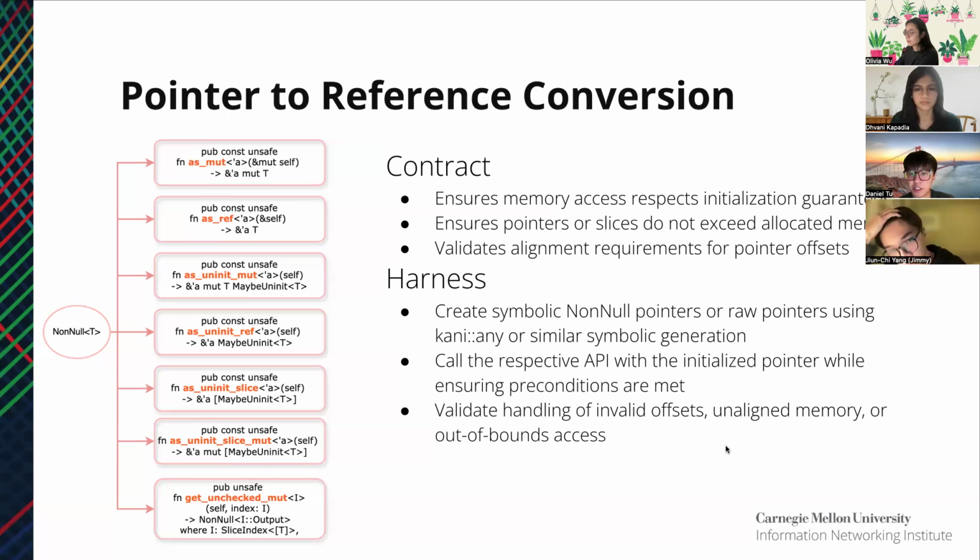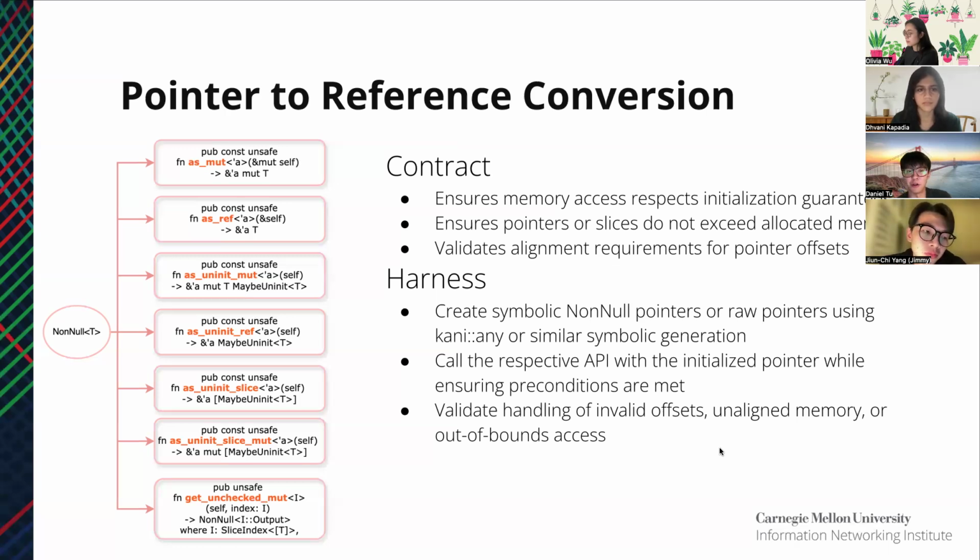And the second is the boundary check. We will verify the pointer or slice operation would not exceed allocated memory regions. And the third is alignment validation. We will confirm that the pointer meets alignment constraints before the reference conversion.